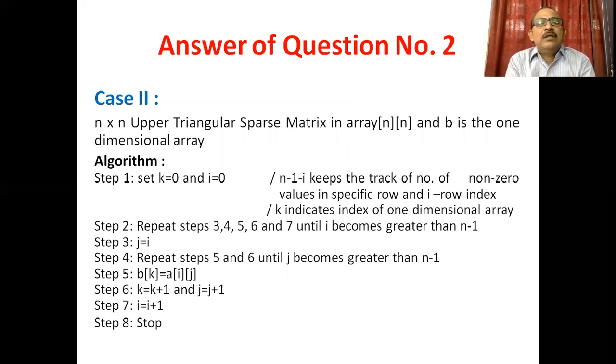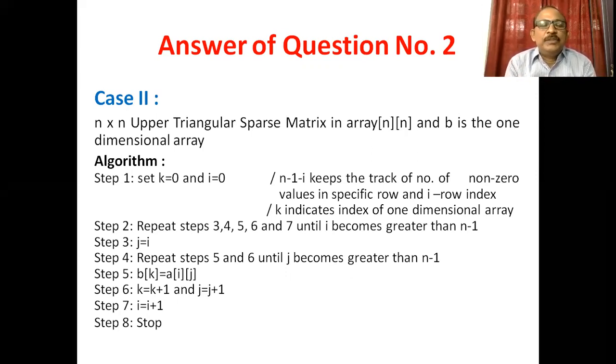Let us take the n cross n upper triangular sparse matrix, which is stored again in the two-dimensional array A[n][n], and B is the one-dimensional array. Here we will use two indices. One is k and next is i. k is equal to 0 and i is equal to 0. Here n minus i keeps the track of the number of non-zero values in a specific row, and i is the row index. k indicates the index of the one-dimensional array.